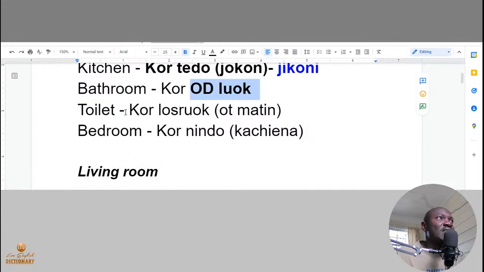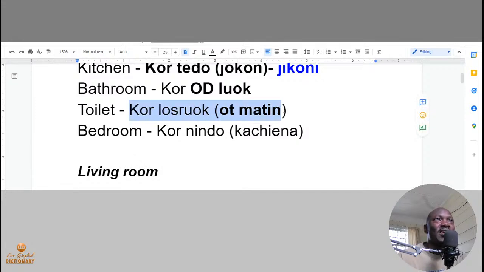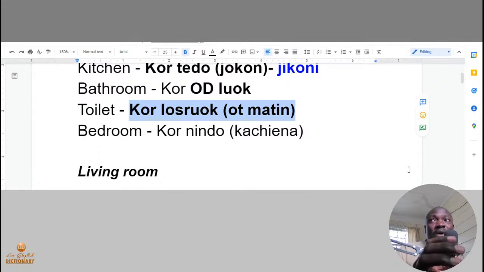Then toilet is kor losruok, and that is also known as ot matin. So when you go to a home and you're asking for the bathroom, you're asking for ot matin, the small house. Remember that the Luos never used to have running water, so we just had a small house where you'd go in and it was a pit latrine. We still have that, not that we used to. You just go in and help yourself, and the act of helping yourself is called losruok, okay? That's why we say it is ot matin.